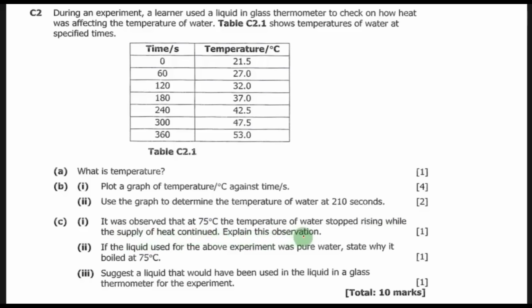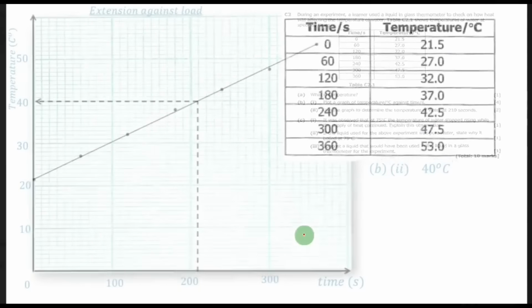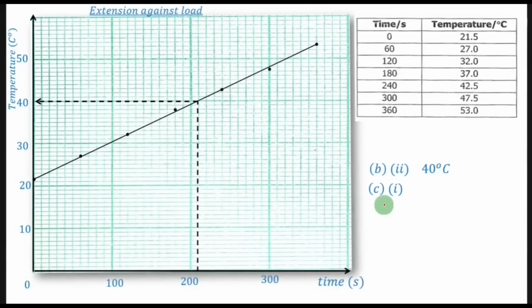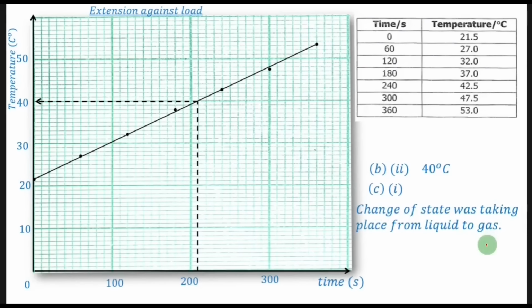So why is this observation? So we said that change of state was taking place from liquid to gas here. So whenever there's change of state, temperature actually stays constant, and this change of state is from liquid to gas.